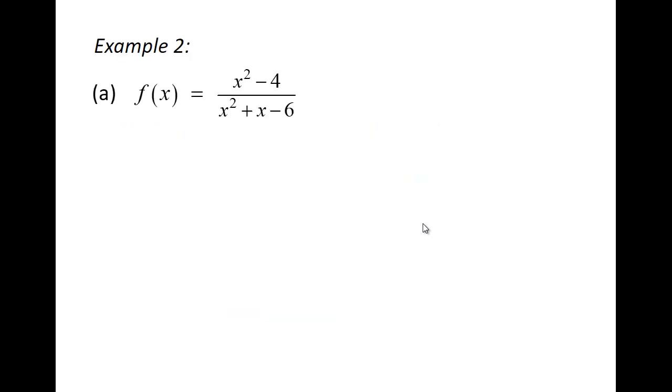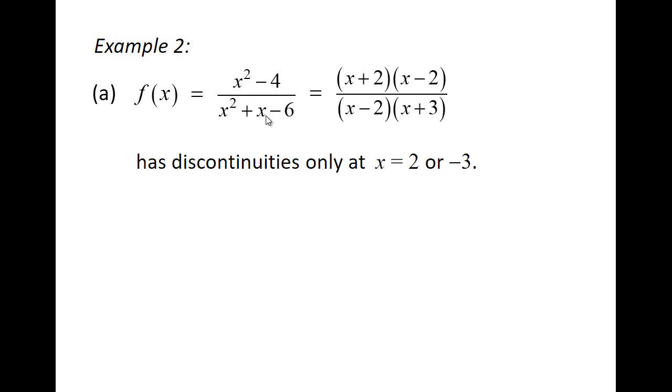Here's our first example. Let's say f of x is this rational function. Notice that the numerator and the denominator are both polynomials, so they are both continuous everywhere on the entire set of real numbers. So this rational function will be discontinuous only at values of x for which the denominator is 0. Let's figure out where the denominator would be 0. The denominator would be 0 when x is 2 or negative 3. So this function has discontinuities when x is 2 or negative 3.